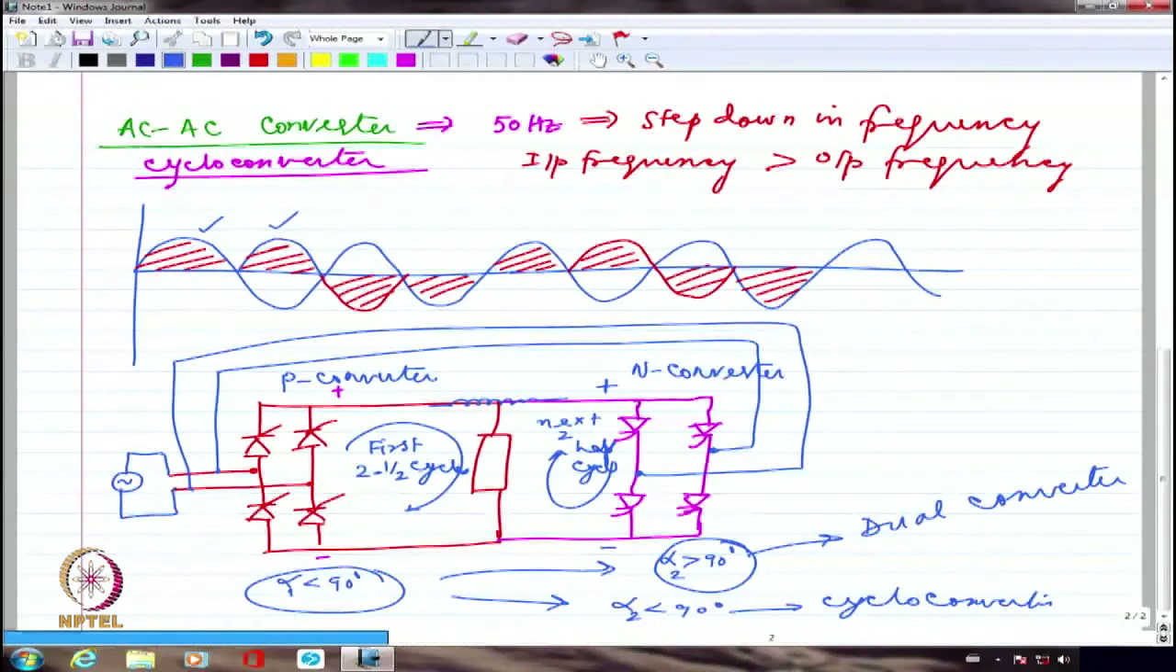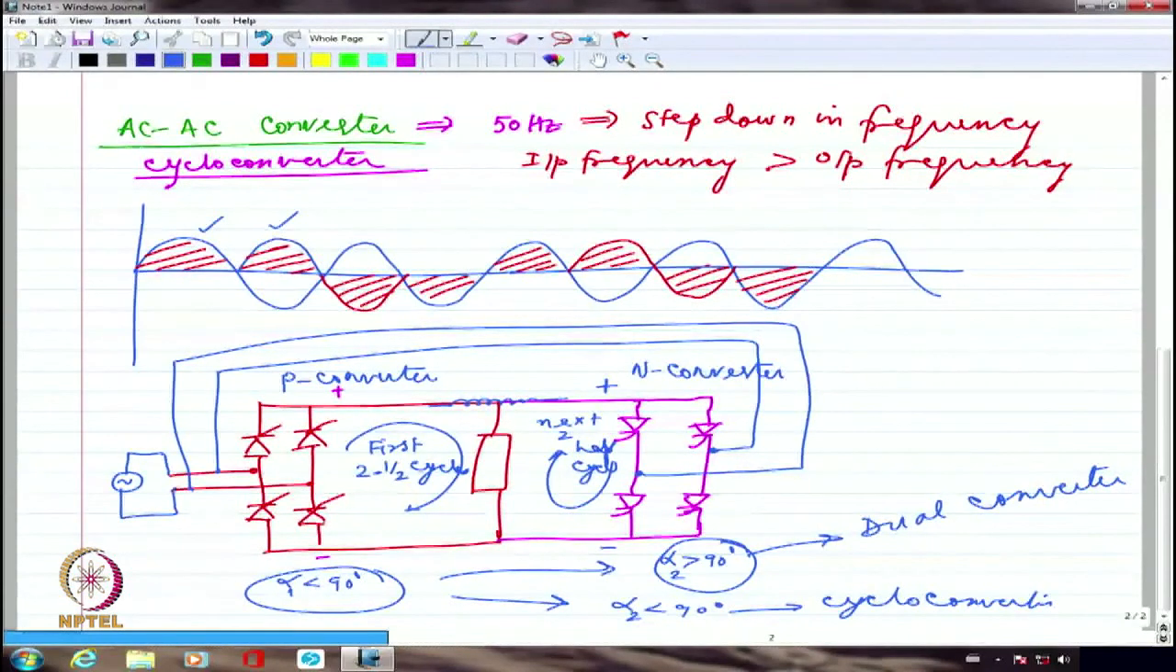So I can have really a dead short circuit between the two converters, P converter and N converter. So I have to make sure that the current really goes down to 0 in the P converter and the load. And after that I should start the other half cycle of the output. So we are looking at input as well as output, both are AC. So I have to talk about whether it is a positive half cycle of the input, positive half cycle of the output, negative half cycle of the input, or negative half cycle of the output.